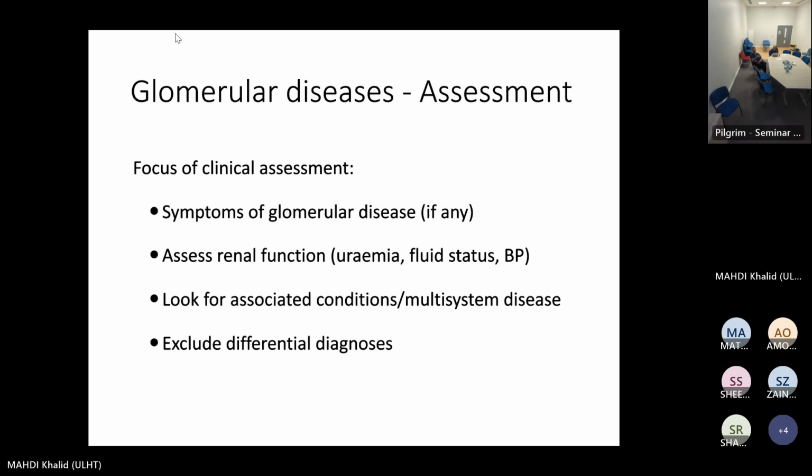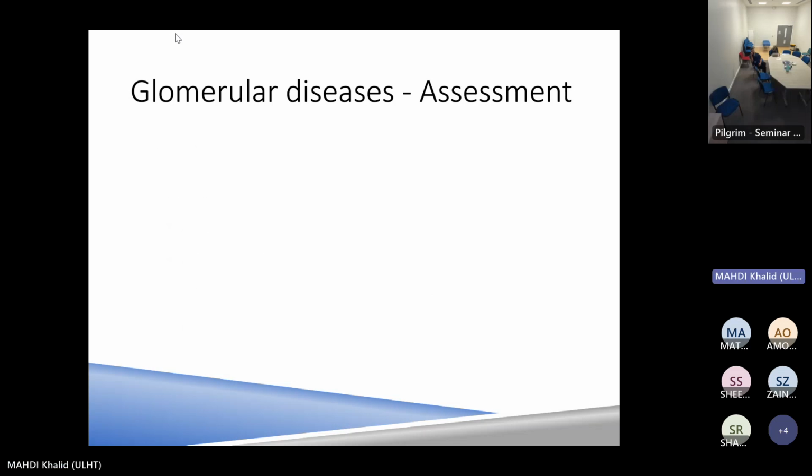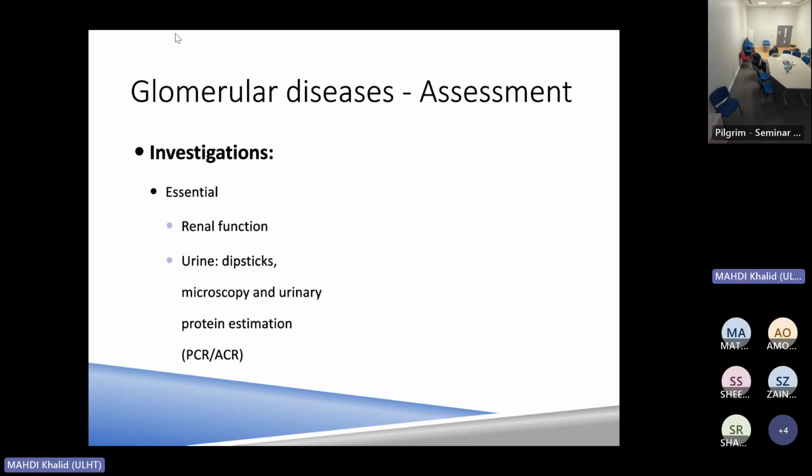Think about these conditions. And then part of your assessment will be to assess the renal function, whether that's clinically, by looking for symptoms and signs of uremia and fluid overload, or through your blood test. Blood pressure is an important part of your assessment. I think this will become more clearer as we go along. And in terms of assessment, essentially most patients, or all patients, really need renal function tests and a urine dipstick test. That's a minimum. There are other tests that we need for most cases, but not all. Not everybody needs a kidney biopsy, and not everybody needs an autoimmune screen.